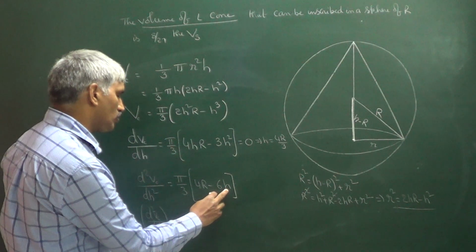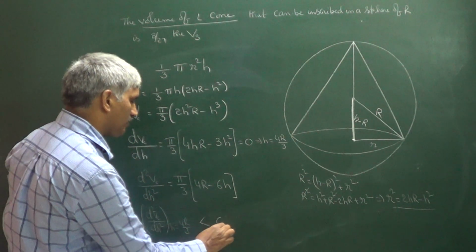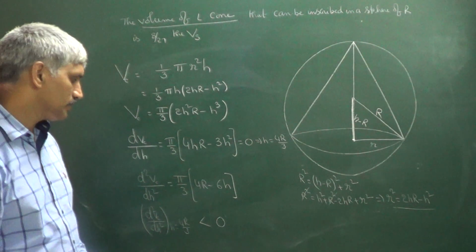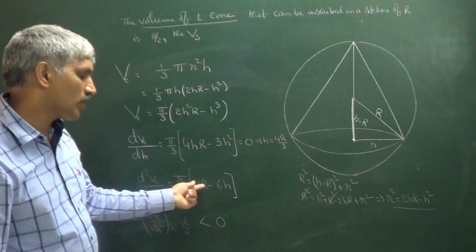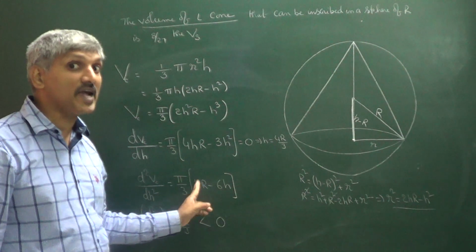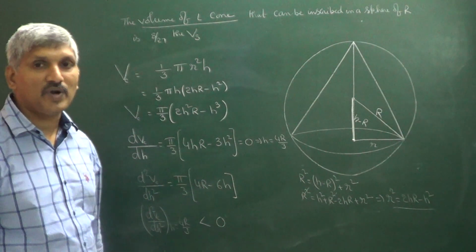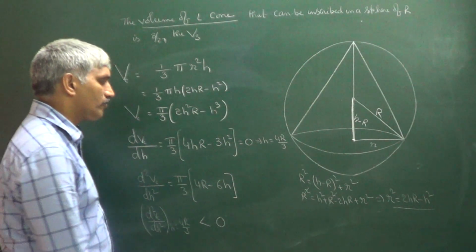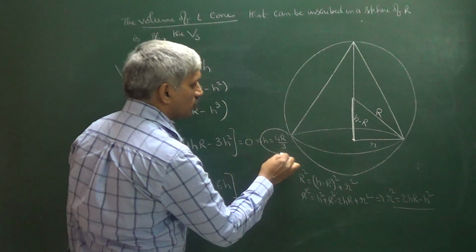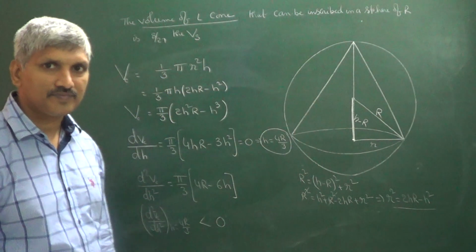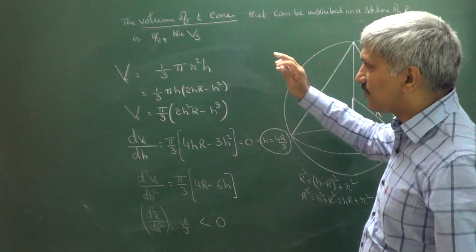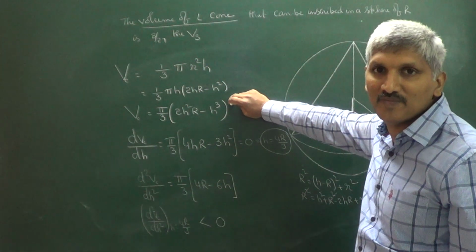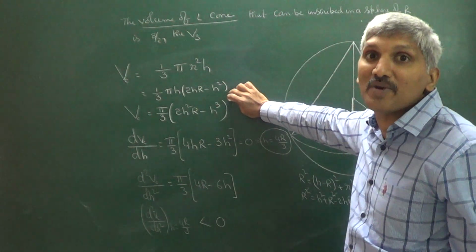Substitute here h equal to 4R/3. Definitely we get a negative value: 4R minus 8R. So the double differentiation is less than 0. So what can we say? When h is equal to 4R/3, the volume of the cone is maximum.